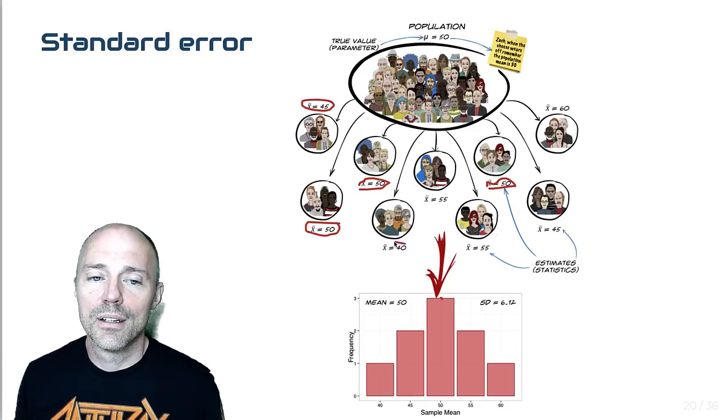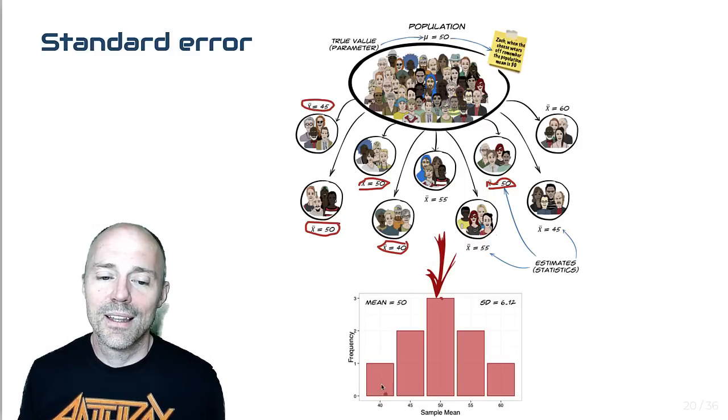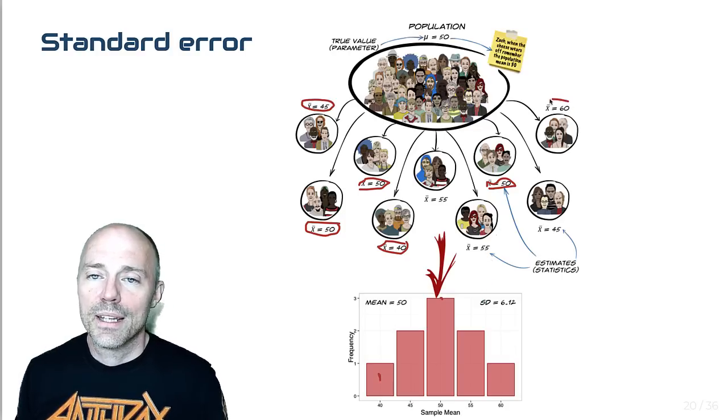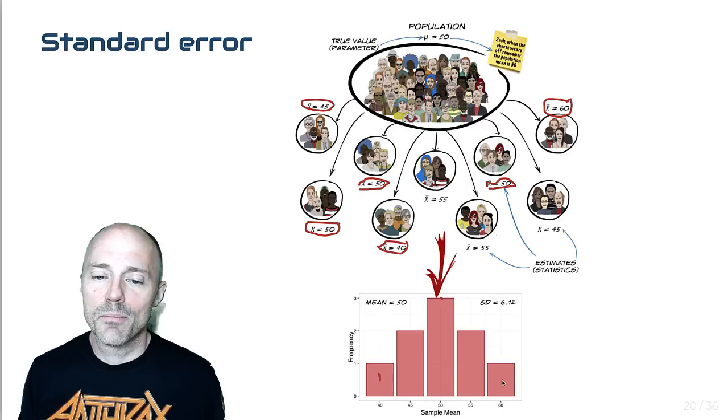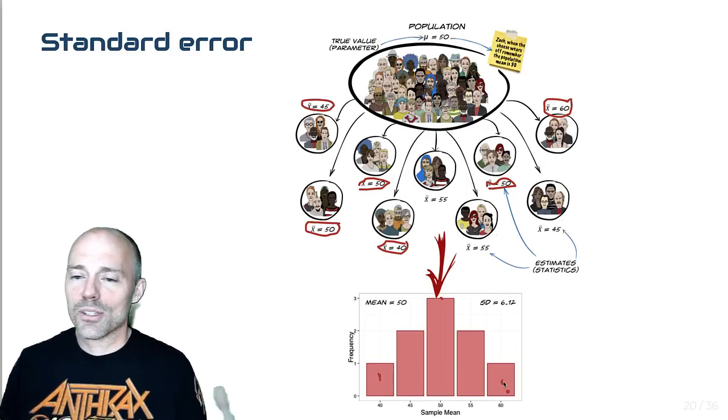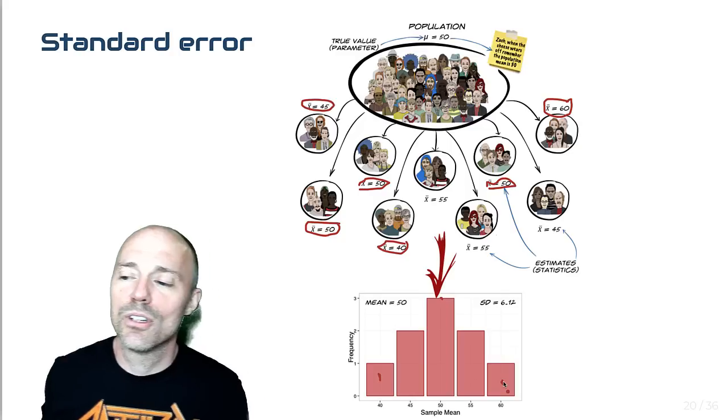We've got a sample that gives us an estimate of 40. That's this bar here. We've got one that gives us an estimate of 60. That's this bar here. So you get the general picture. We're building up a kind of frequency distribution of the different values.